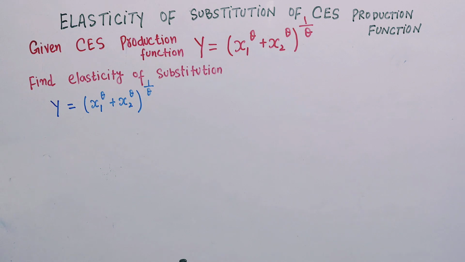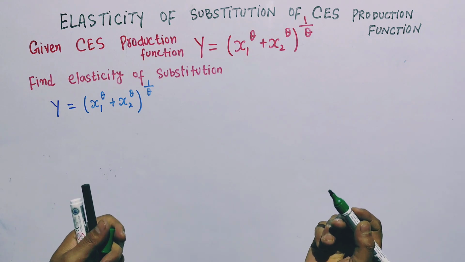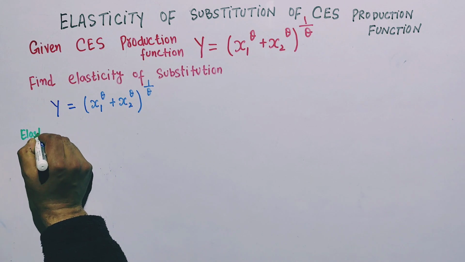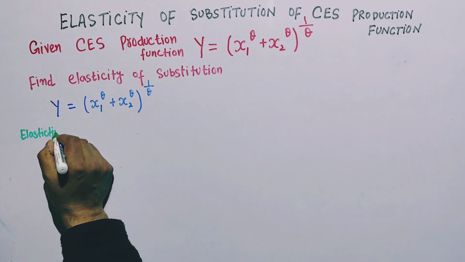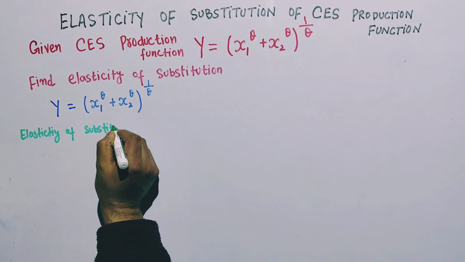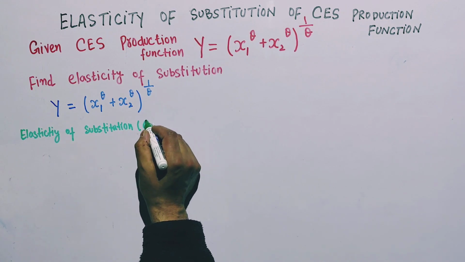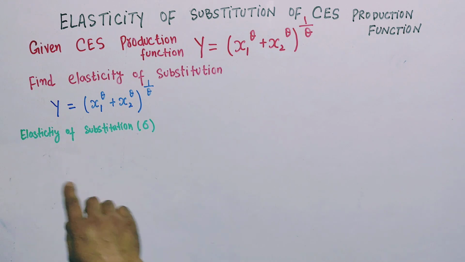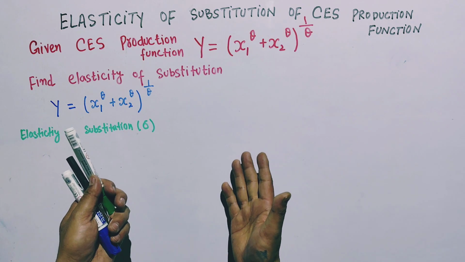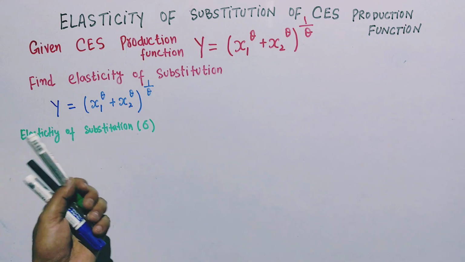Okay, now how do we calculate it? By elasticity of substitution, what do we mean? Let me write it here. Elasticity of substitution, let's denote it by δ. The elasticity of substitution actually measures how the input ratio changes relative to the change in the marginal rate of technical substitution between the inputs.